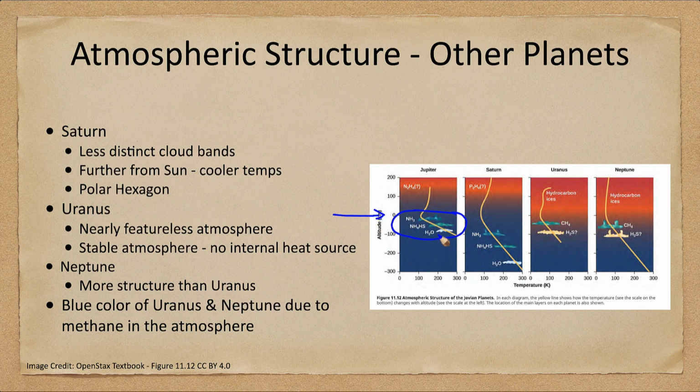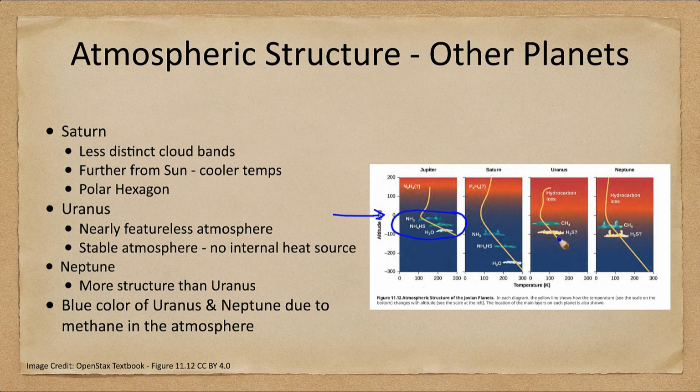So those 3 layers of clouds, which are ammonia, ammonium hydrosulfide, and water, are all within about 100 kilometers of the surface. When we look at Saturn, we see that these are much further down, going to 200 or even close to 300 kilometers below the surface. And that means that they're much less visible when we look at them.